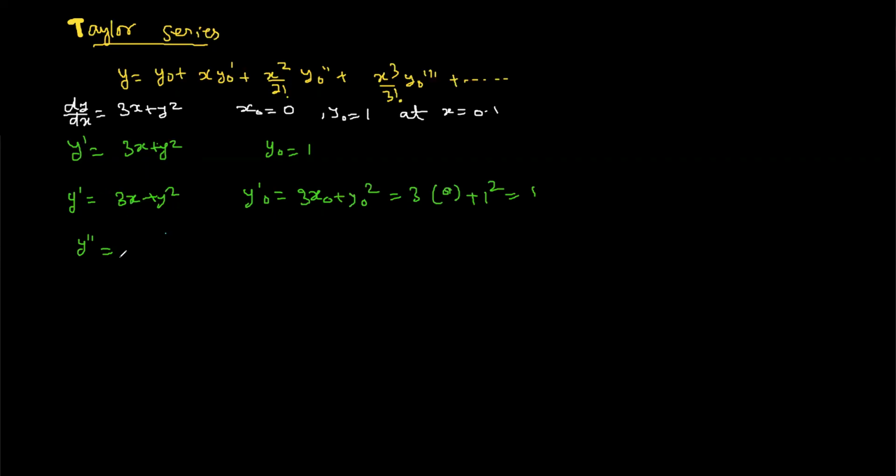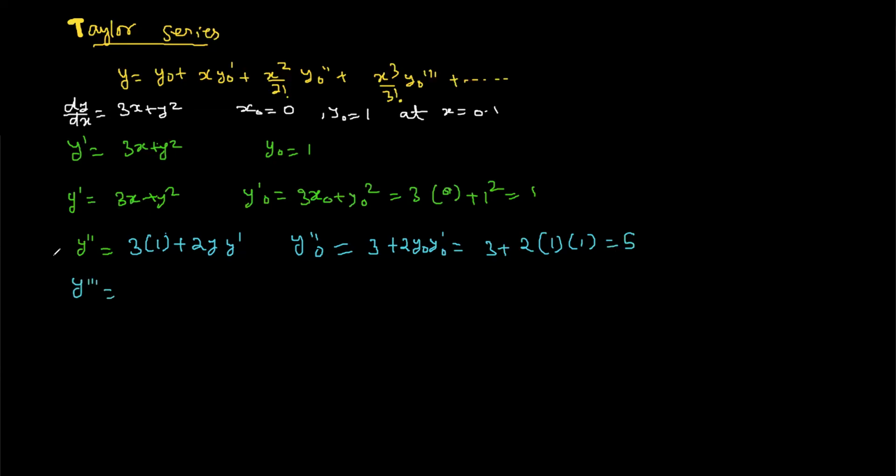Now y double dash means we differentiate this, so the derivative of 3x is 3, and this is 2y into y dash, right? Then y double dash 0 becomes what? Why did x become 1? Because we are differentiating with respect to x. Okay, plus 2y0 y dash 0. So 3 plus 2 into y0 is 1, y dash is also 1, so it is 5, right?